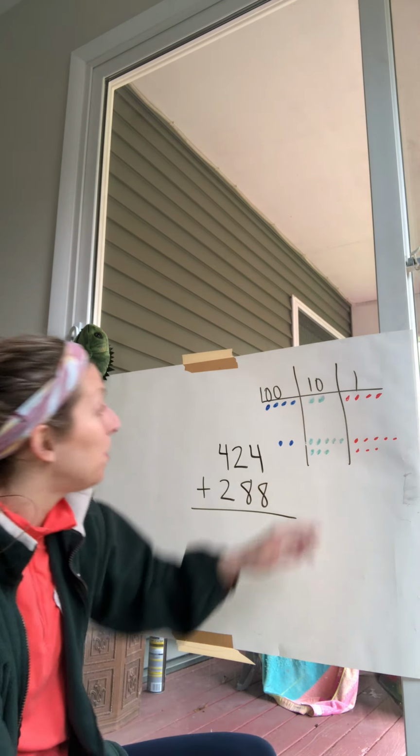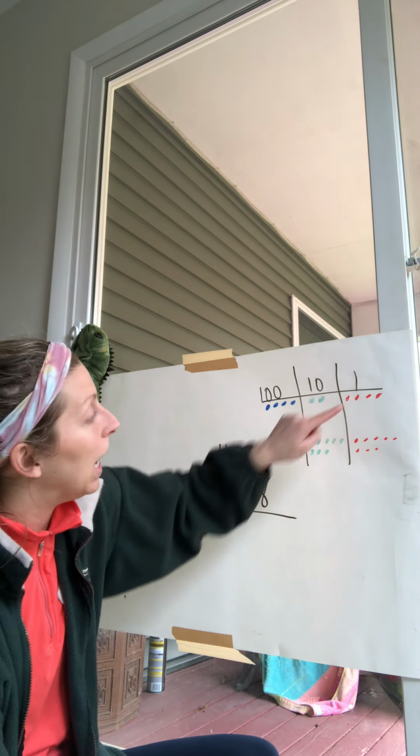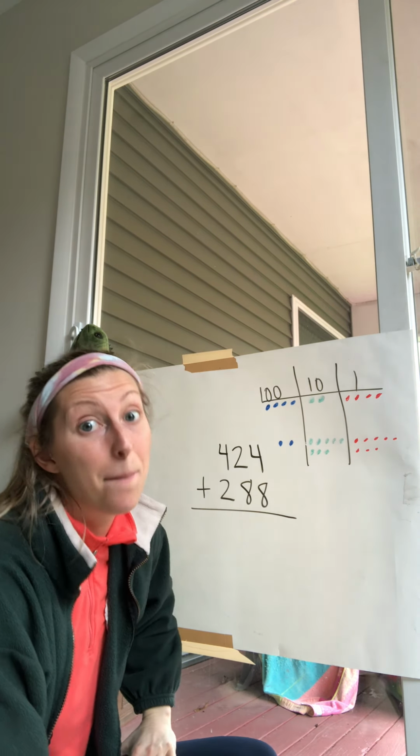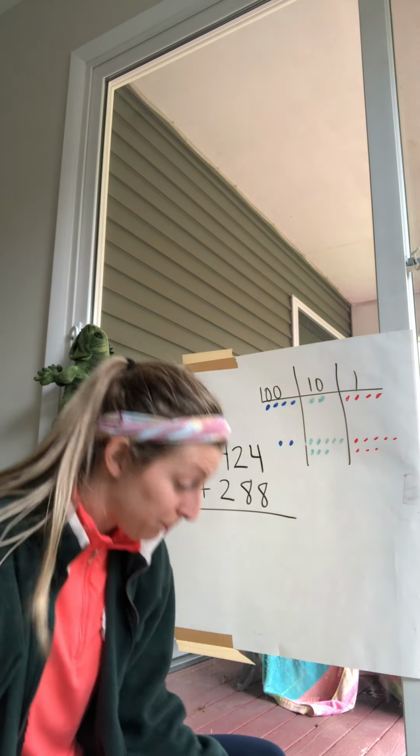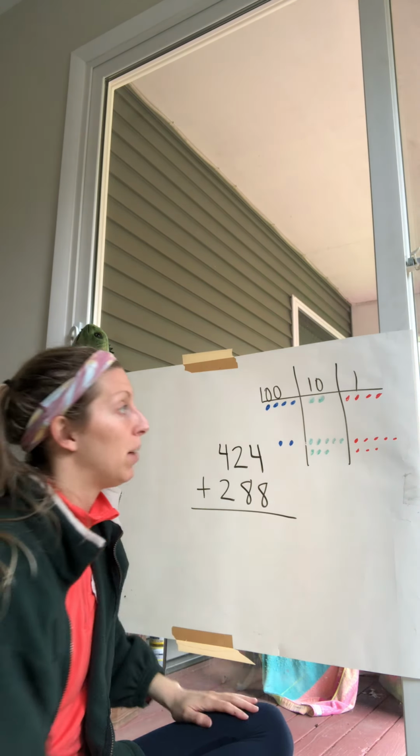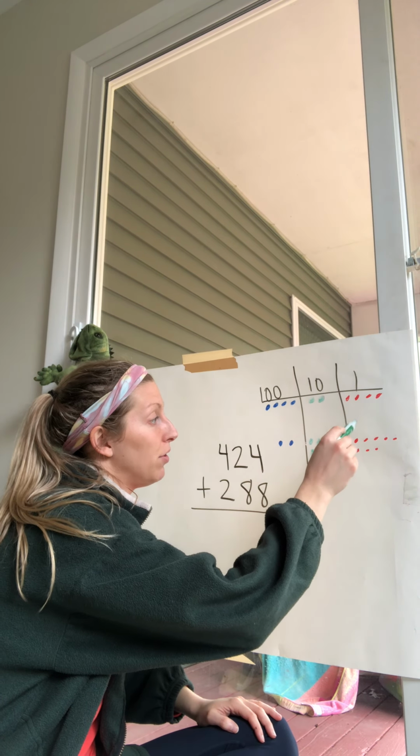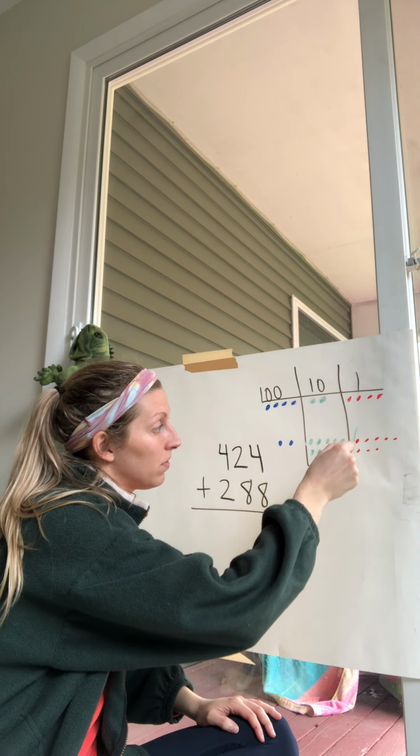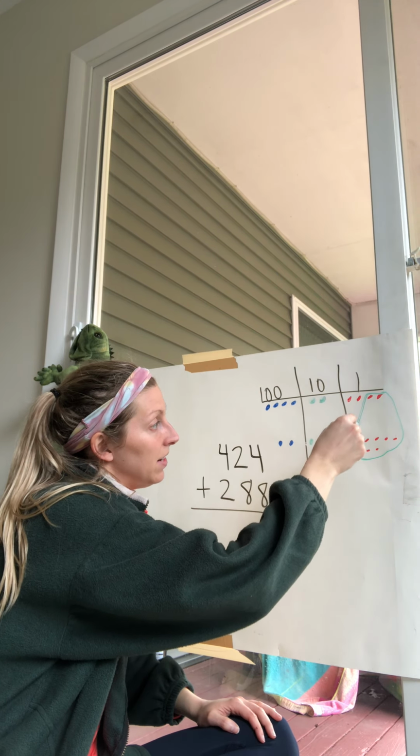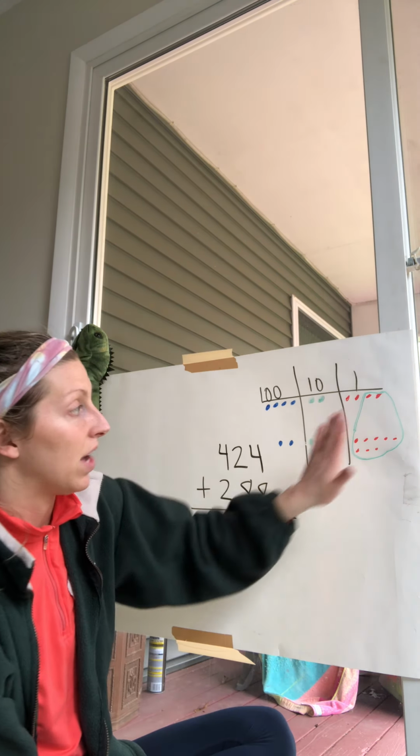Excellent. Always start with the ones. You got it. Here we go. So I have 4. I know I have 4 plus 8. Well, 4 plus 8 is more than 10. So what I'm going to do is I got my green marker. I have 8 down here, so maybe I'm going to grab a couple from up there. So I'm going to have 8, 9, 10. Okay, I have my 10.